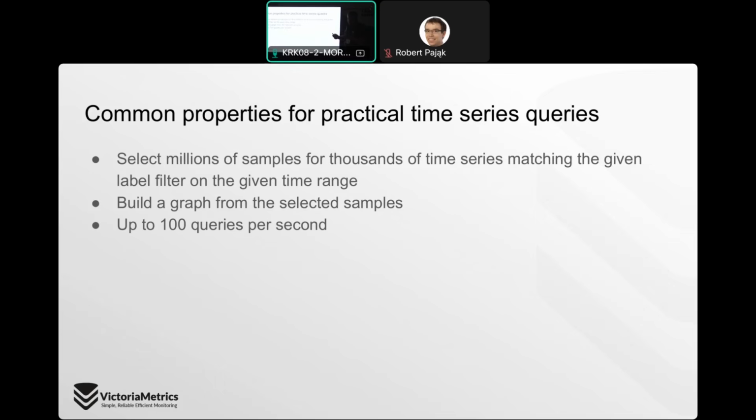And usually the query rate for time series is not so high compared to the data ingestion rate. If you remember, the data ingestion rate is measured in hundreds of thousands of samples per second, and the query rate is usually much lower, such as up to 100 queries per second.